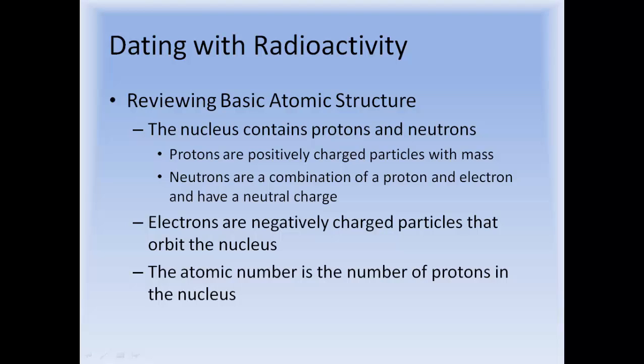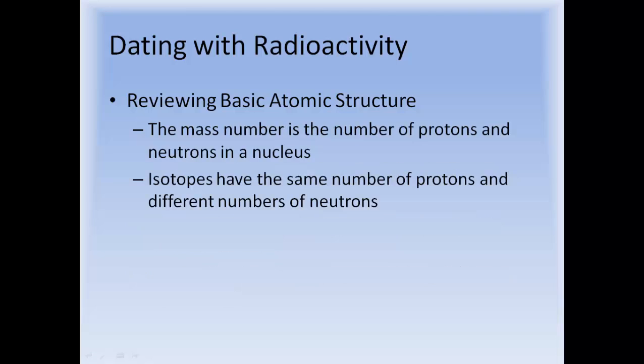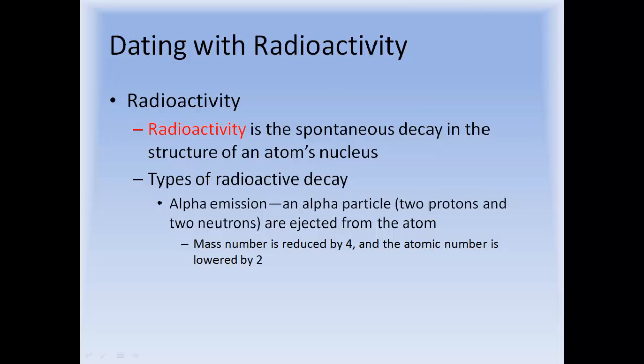The atomic number is the number of protons in the nucleus. The mass number is the number of protons plus the number of neutrons in the nucleus. Isotopes have the same number of protons, but they have different numbers of neutrons. Radioactivity is a spontaneous decay in the structure of the atom's nucleus.